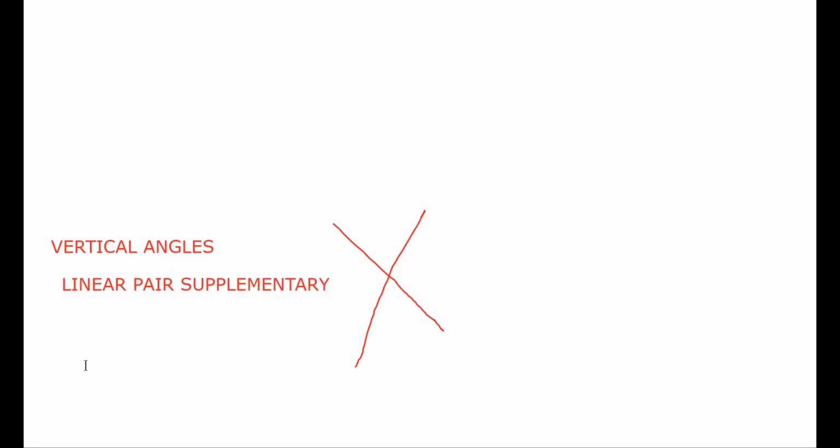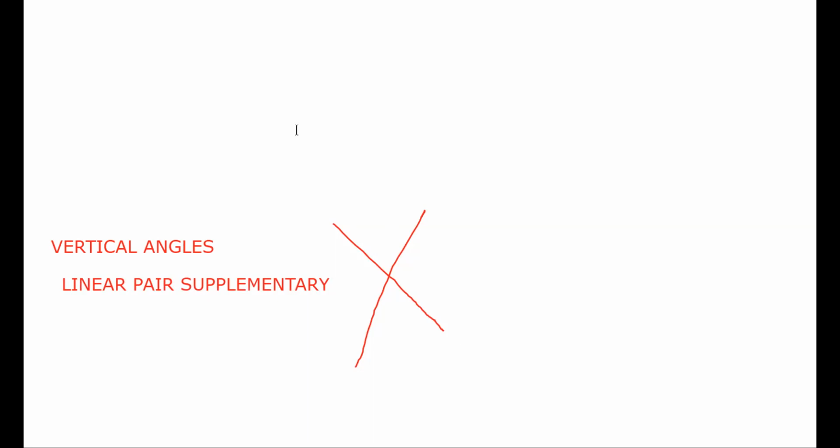And what does supplementary mean? Supplementary means that if you add these two angles together, they will give you 180, because exactly they are like a whole protractor. If you reach an angle from here to here, you completed one track of the protractor, which is 180 degrees. So linear pairs are always supplementary. If you add them together, they will give you 180.